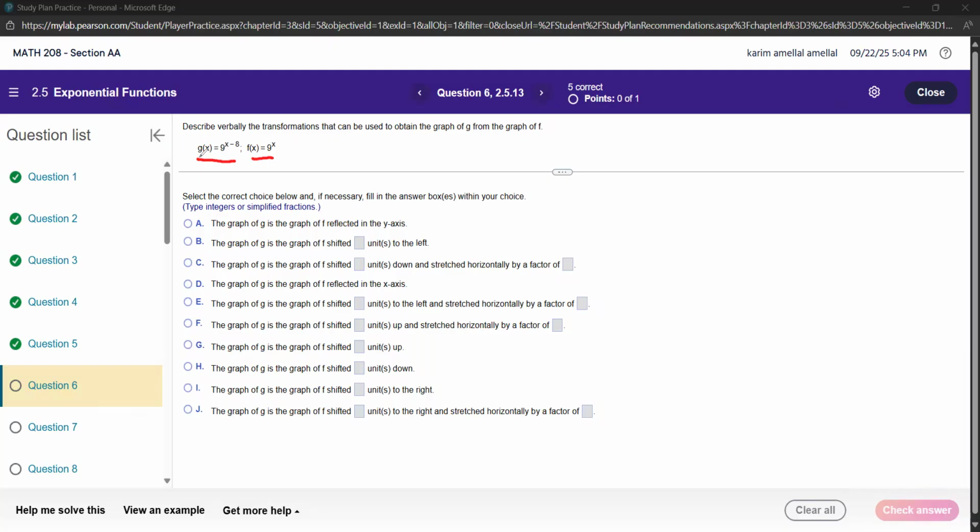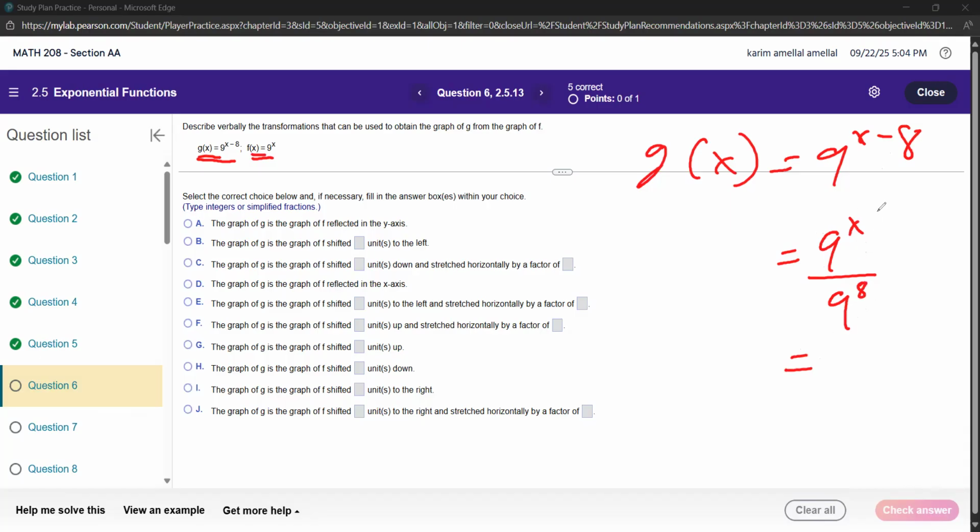We have two functions, g of x and f of x. g of x is 9 power x minus 8, so it is not written in the form of the exponential function. We have minus 8. Using the exponential properties, if two powers are subtracted, the bases are divided, so 9 power x was divided by 9 power 8. Because of the minus, it becomes 1 over 9 power 8 times 9 power x.